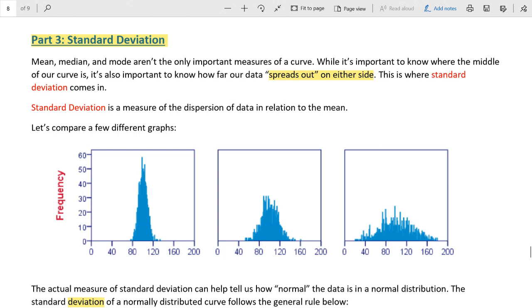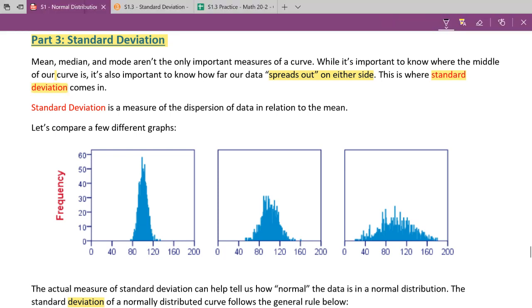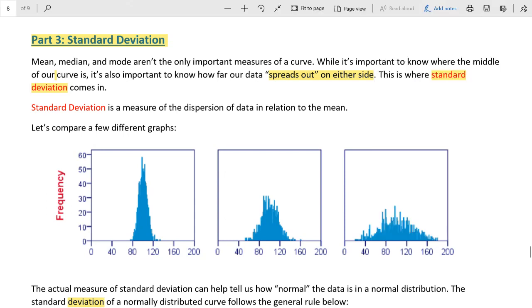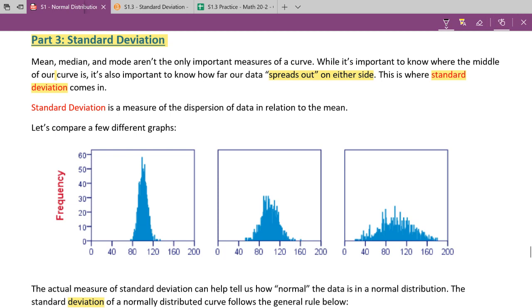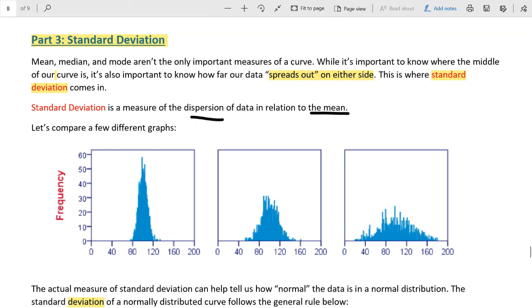This is where the idea of standard deviation comes into play. So standard deviation, the definition of it, is a measure of the dispersion of data, right? How much the data is spread out, the dispersion, in relation to the mean. And because we're looking at normally distributed curves, that's also in relation to the median and the mode, because those should be right in the center, right? The peak of our graph.